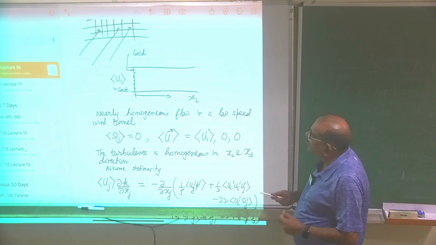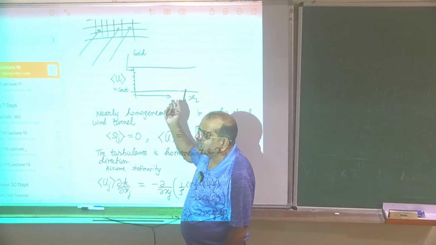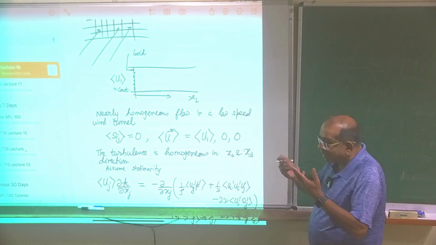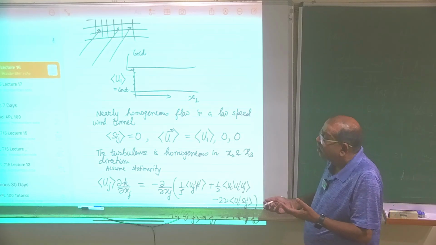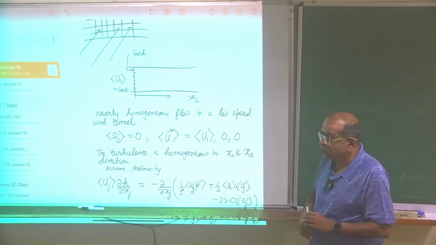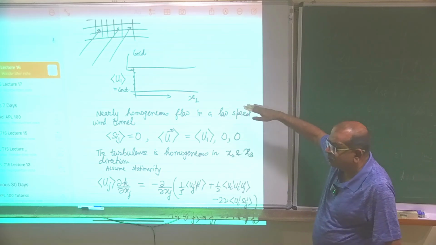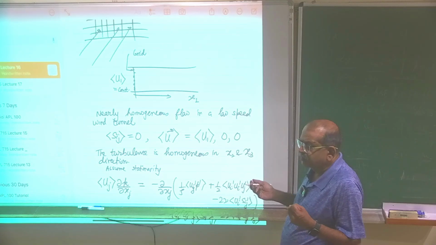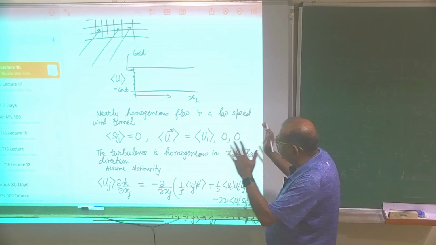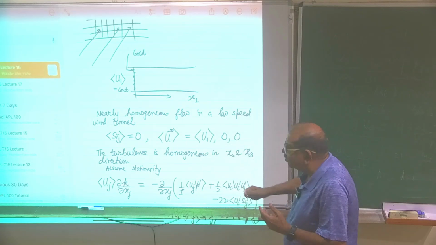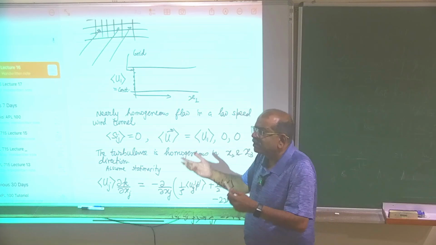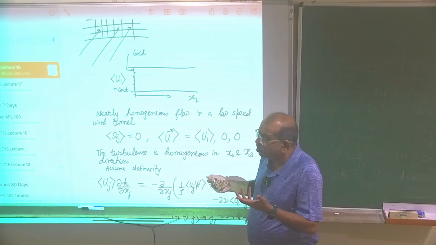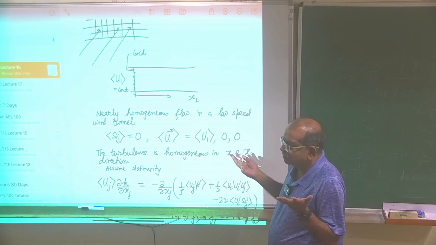But then what we want to know is what happens to the turbulence quantities. What happens to kinetic energy, what happens to dissipation, how do they change with x1, because now x1 is the only direction along which these things change. Okay? So that is what we are now trying to see with the help of these equations and with whatever dimensional analysis we have done, can we get to some sort of estimates.